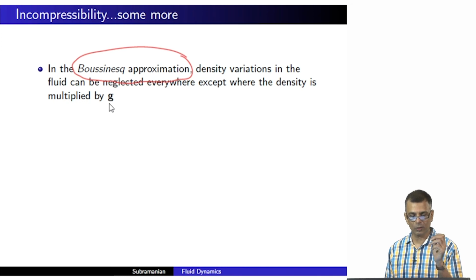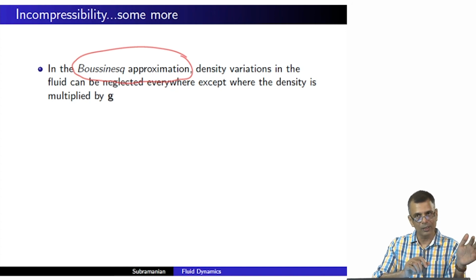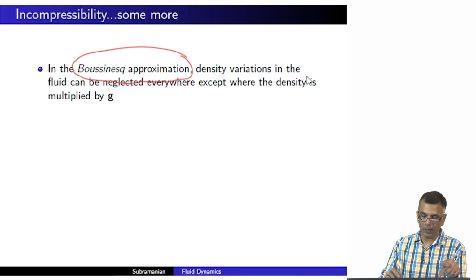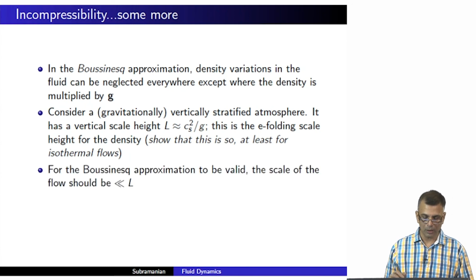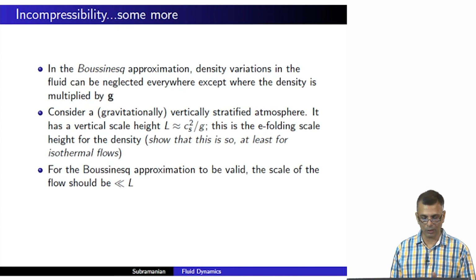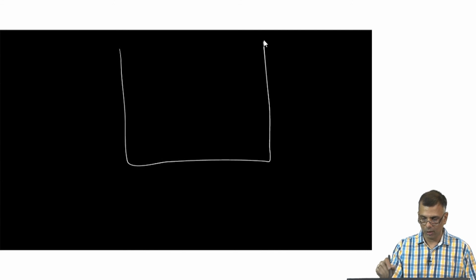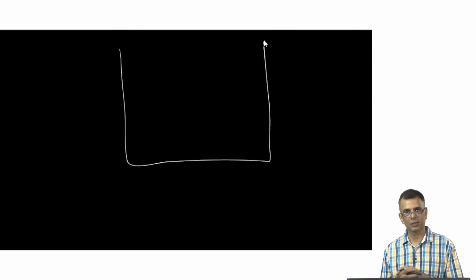Okay. So density variations in all terms of the equation, whichever equation you're considering, can be neglected. So it's pretty much incompressible, except where the density is multiplied by g, you do not neglect density variations. Okay. For instance, consider a gravitationally, vertically stratified atmosphere, which is vertically stratified due to gravitation. An example, for instance, would be a container of fluid where the fluid is a mixture of various densities. Okay, oil, water, various other things.